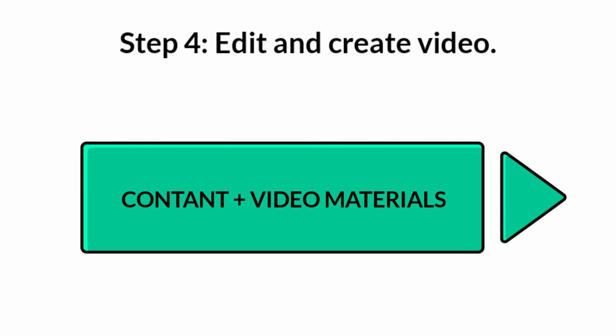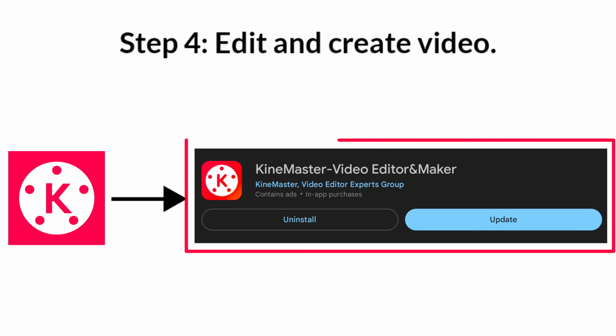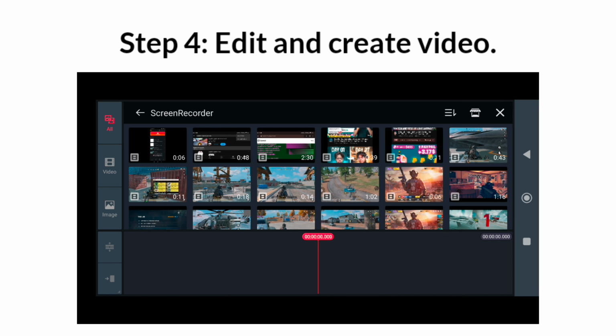Step 4. Edit and create the video. Now that you have the content and video materials ready, it's time to edit. There are many editing apps and software available, but I recommend KineMaster. Open KineMaster, click Create New, and add your video materials.